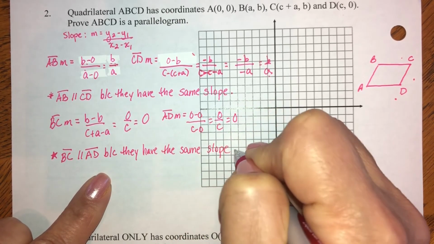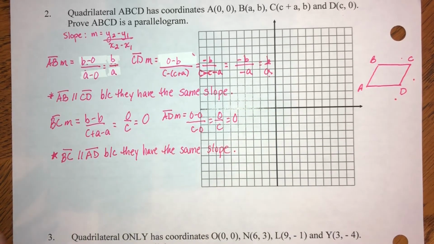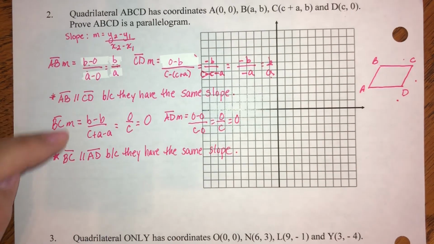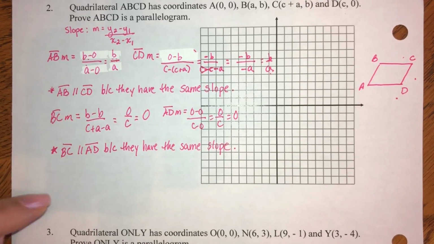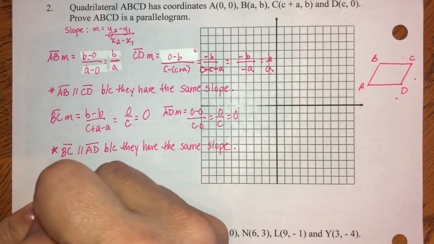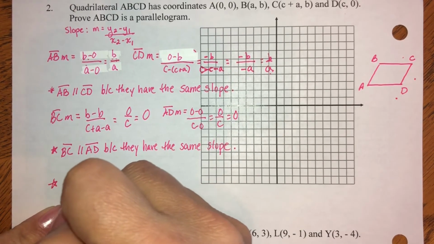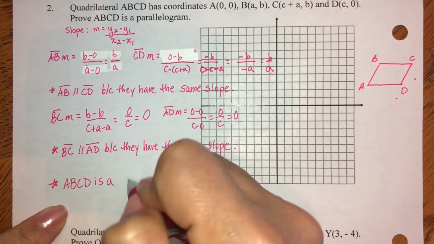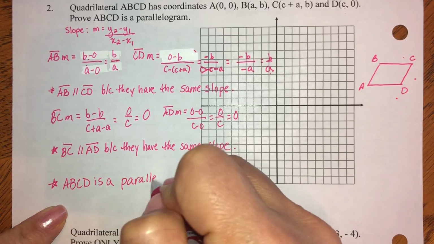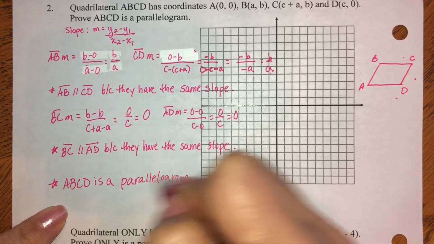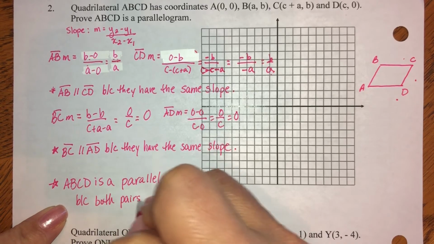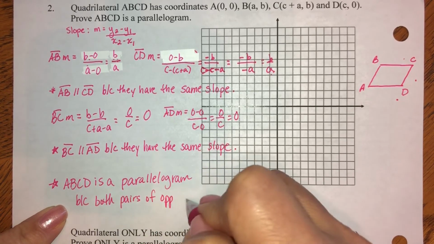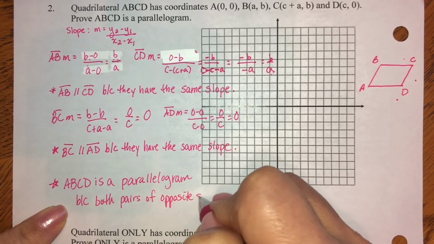This allows us to conclude our problem with a different argument than problem 1. Our argument here is that both pairs of opposite sides are parallel because that's what we showed. Our work and our argument have to match each other. So I can now say that ABCD is a parallelogram because both pairs of opposite sides are parallel.